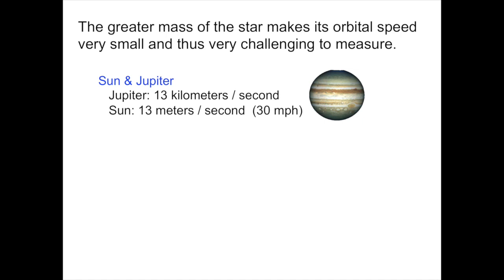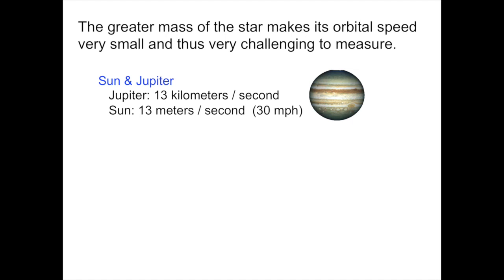Jupiter has an orbital speed of 13 kilometers per second. That's pretty easy to detect. But the Sun's reflex motion about the common Sun-Jupiter center of mass is going to be smaller in proportion to the ratio of the mass of Jupiter to the mass of the Sun. Because Jupiter is 1/1000th the mass of the Sun, the apparent speed of the Sun in response to Jupiter's orbital motion will be 1,000 times smaller. 13 kilometers per second divided by 1,000 is 13 meters per second. That's about 30 miles per hour, put into everyday units.